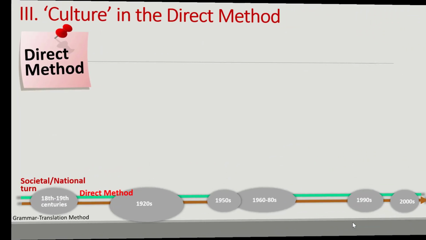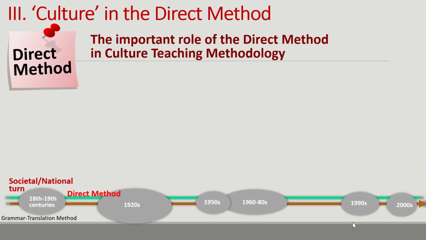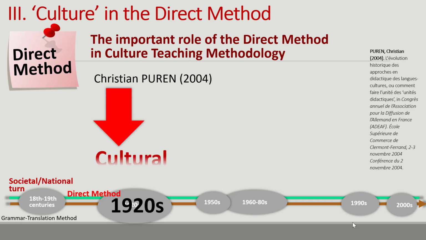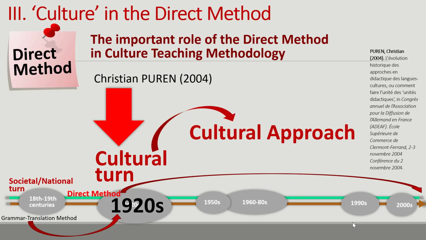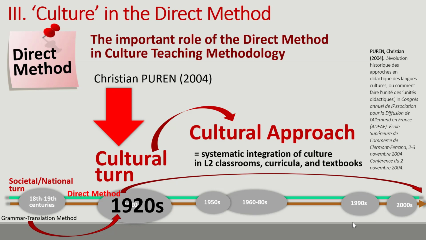In addition to its important role in language teaching methodology, the direct method has played an even more essential role in the development of second culture teaching. Summarizing the results of the direct method era, Christian Puren considers the 1920s as a paradigm turn, a cultural turn in second language education. The major characteristic of this turn is the emergence of a cultural approach, the approche culturelle. By cultural approach, Christian Puren understands a systematic integration of culture in second language classrooms, curricula, and textbooks.